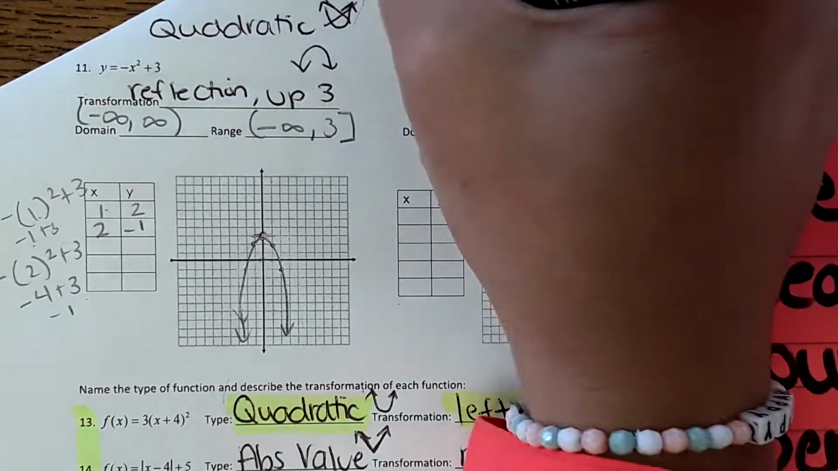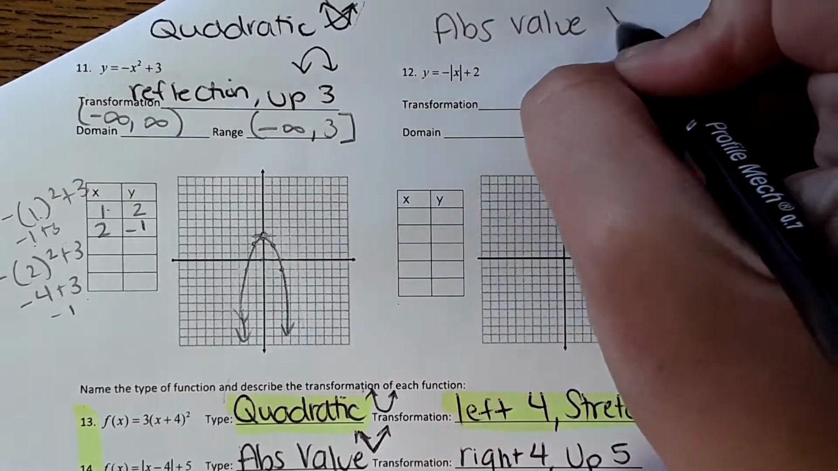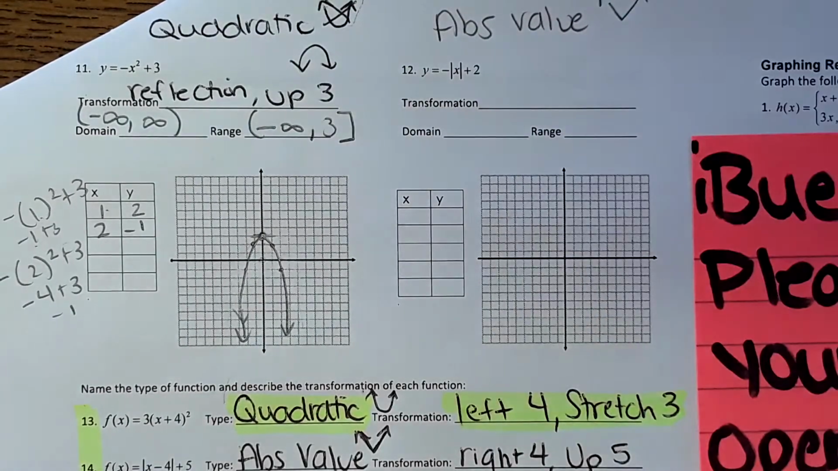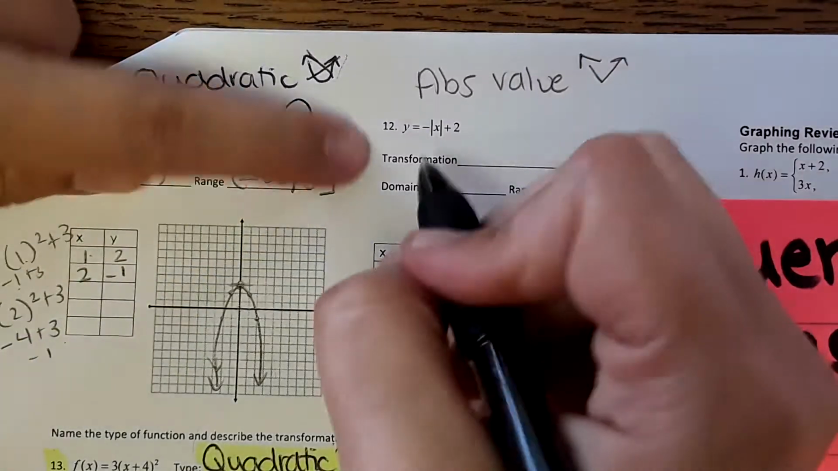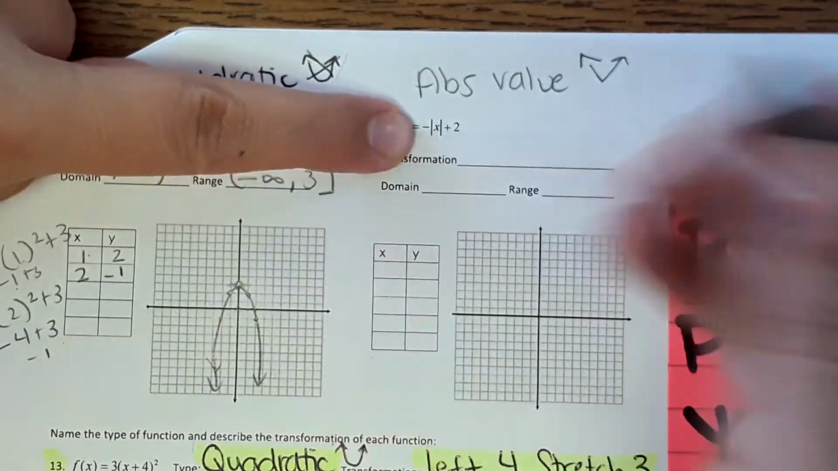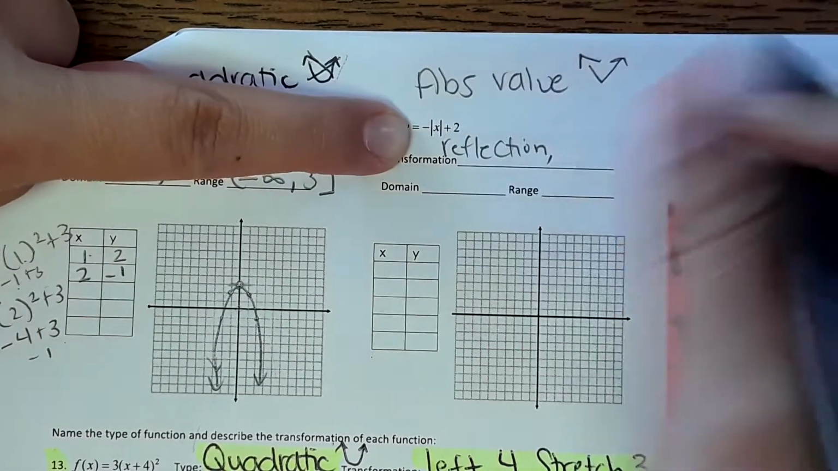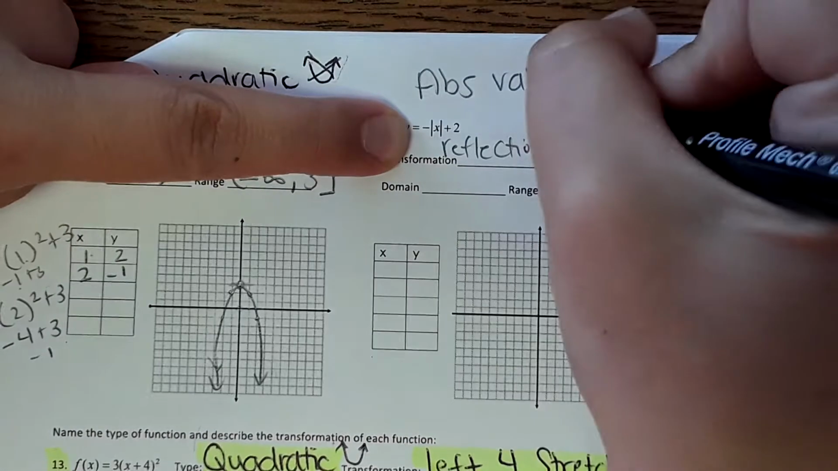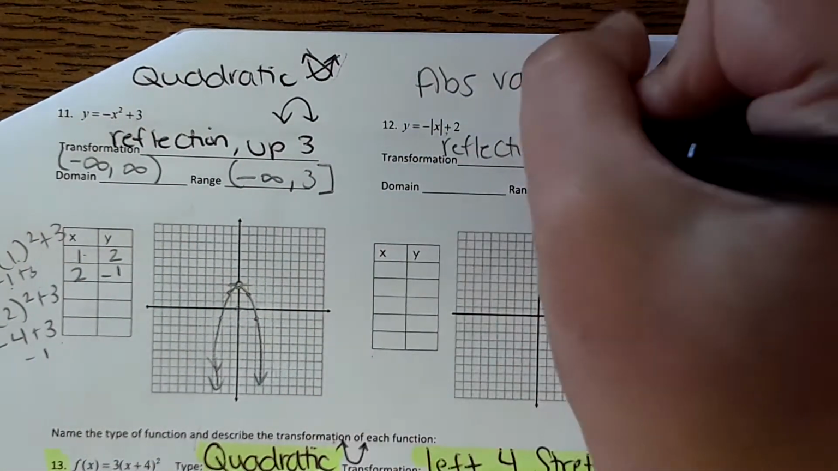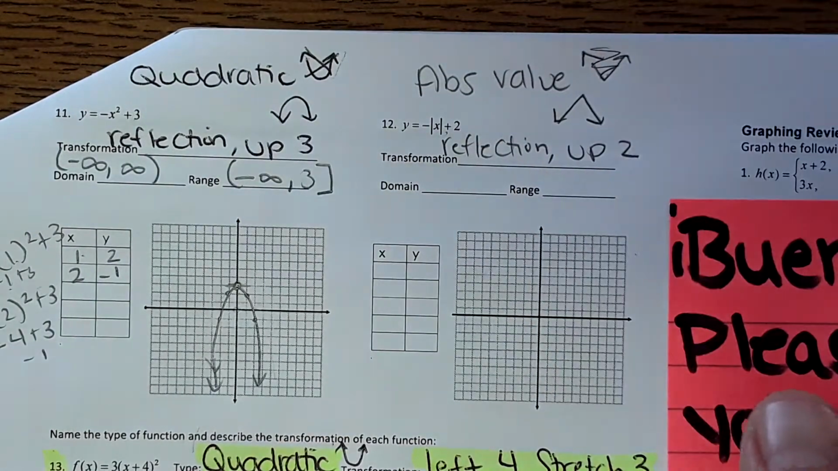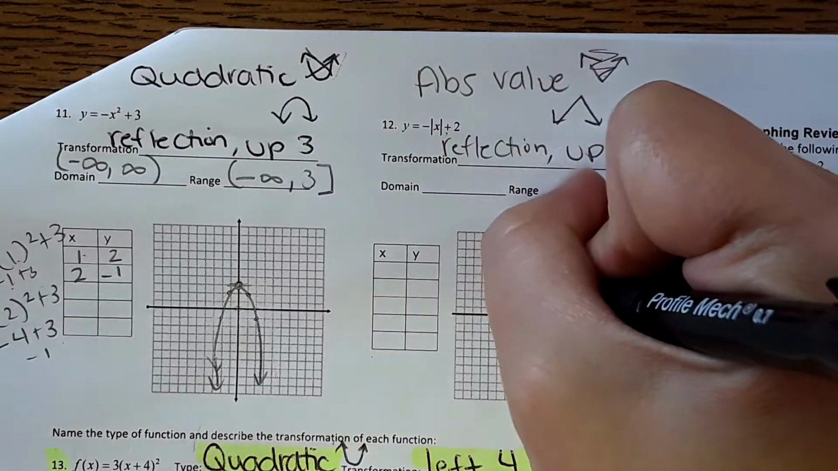So number 12 is an absolute value function. So we're looking for something like this. Now looking at the transformation, it has a negative coefficient, so that's going to be a reflection again. So instead of looking for this, it's going to look like this. It's reflected downwards. And then the plus 2, that means up 2. So from 0, we go up 2.